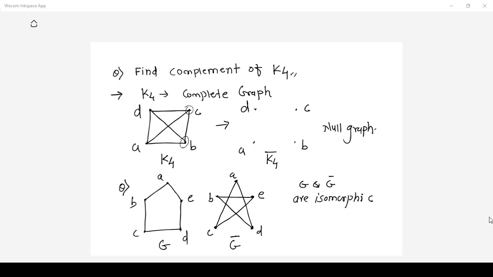If you want to see what an isomorphic graph is, again you can go to the link given in the description box. So graph G is isomorphic to its complement. If this is the case, then such graphs are called self-complementary graphs. If the graph is isomorphic to its complement, then such graphs are called self-complementary graphs.